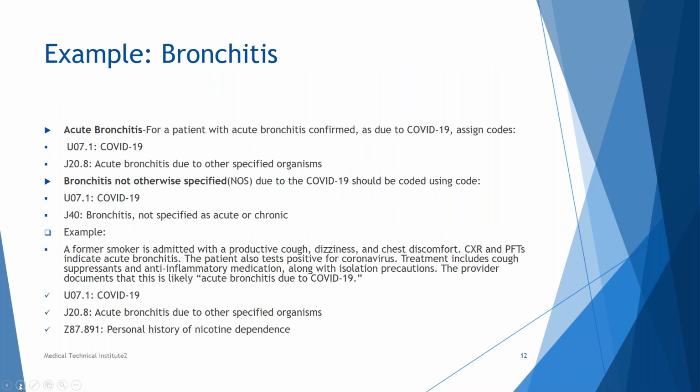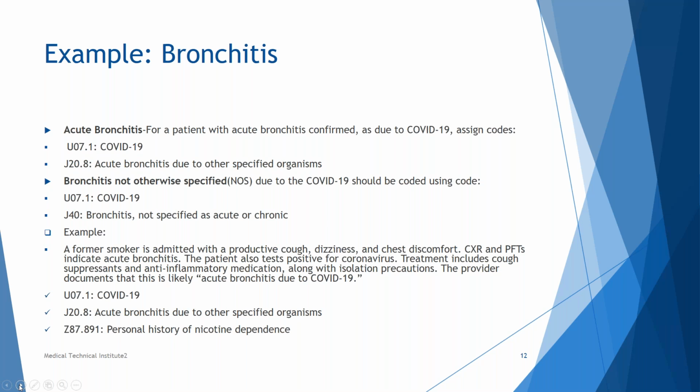Now, here are some examples, and you'll see this here in your guidelines as well with bronchitis. So, acute bronchitis or bronchitis not otherwise specified, if it is confirmed and it is due to COVID, for the most part, the primary code would be the COVID code, and then whichever of the bronchitis it's going to follow.